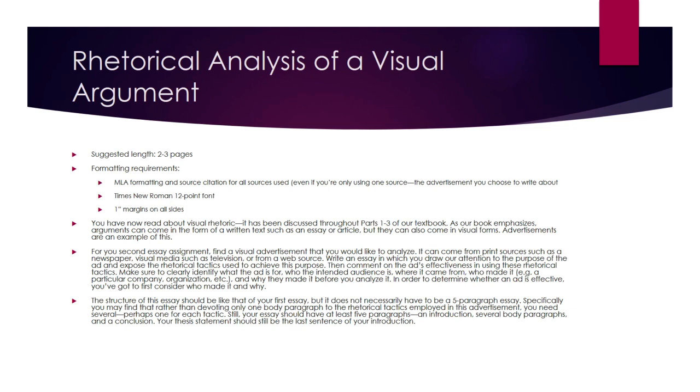And now the assignment itself. So you've read about visual rhetoric. You read about it in our textbook. It's discussed throughout parts 1 through 3, which you have now read, I hope. And our book emphasizes that arguments can come in written forms. They can come in spoken forms, but they can also be visual. So an argument can be an image, or a series of images. And advertisements are an example of this.